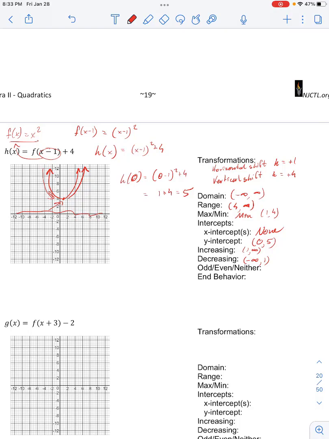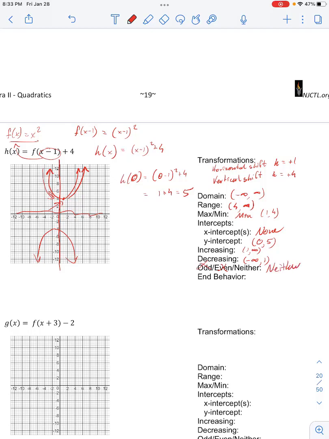We have odd, even, neither behavior. So if this function was even, then it would be symmetric across the y-axis. It is not, because our vertex is not on the y-axis, so it's not even. And if we rotated this graph by 180 degrees, we would get a function that would lie somewhere over here, and it would open downwards. So it is not the same image, so it's not odd, which means this is neither.